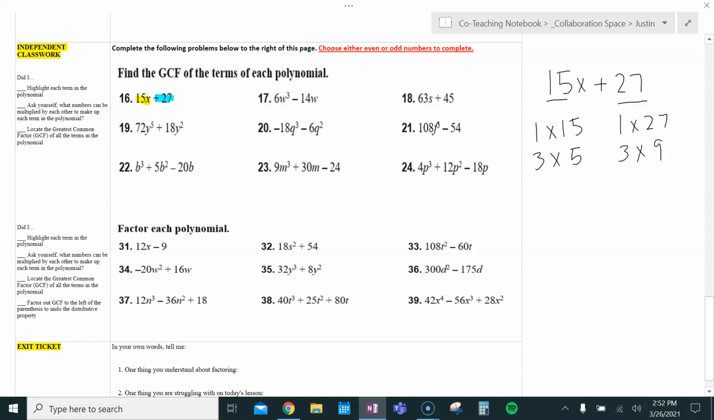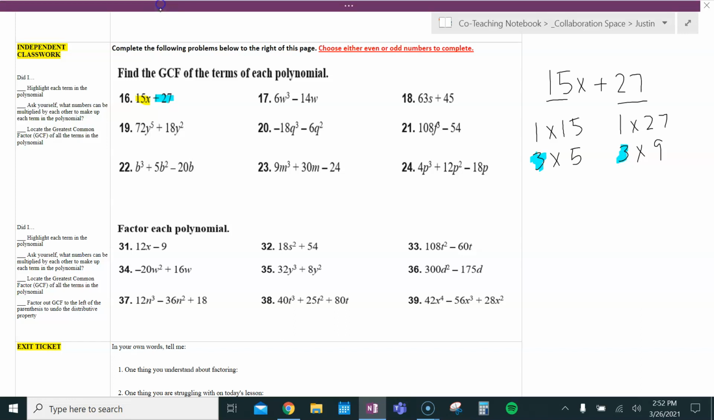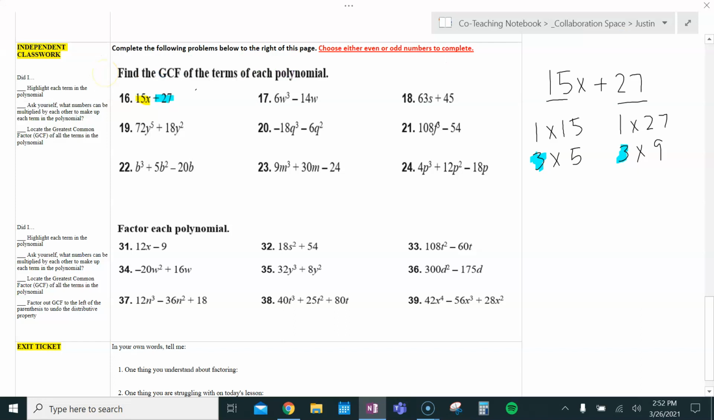So now we're going to locate the greatest common factor here. It's the largest number that both of these numbers share, which is the 3. So 3 would be considered our greatest common factor here. So what you would do is you just plug in 3 here.